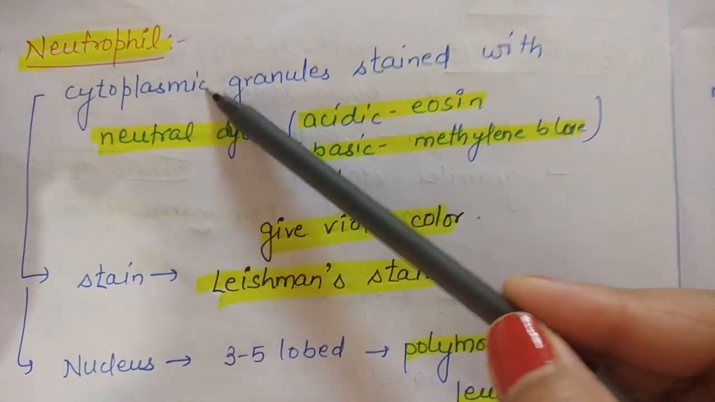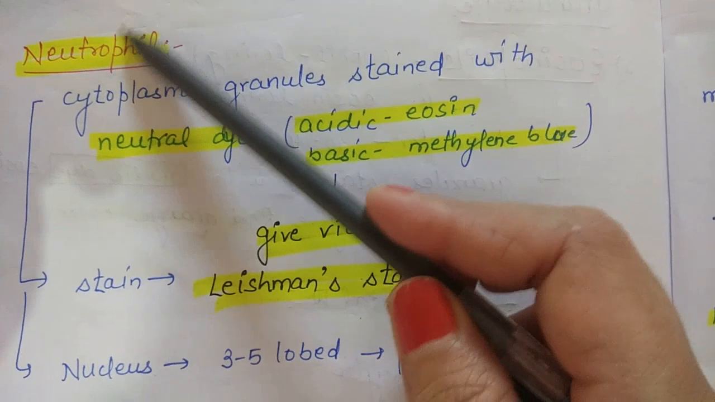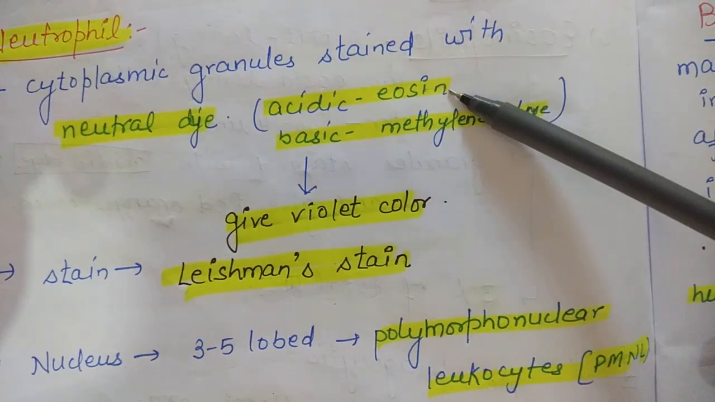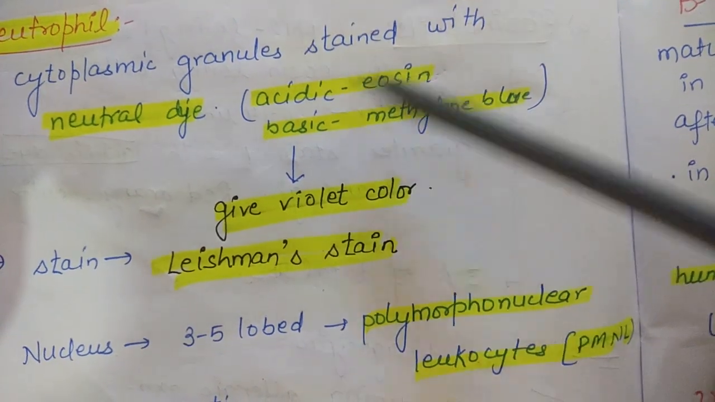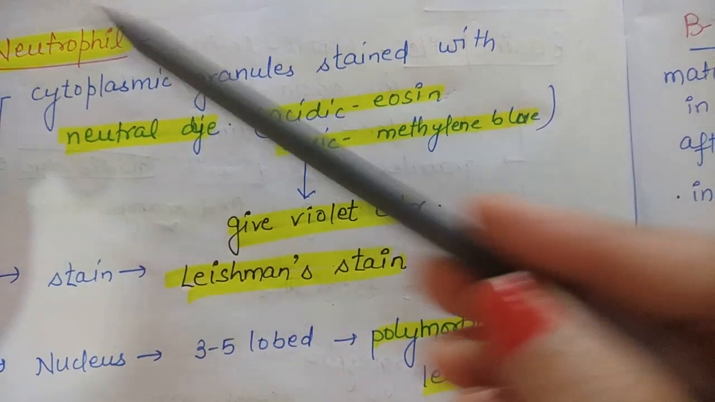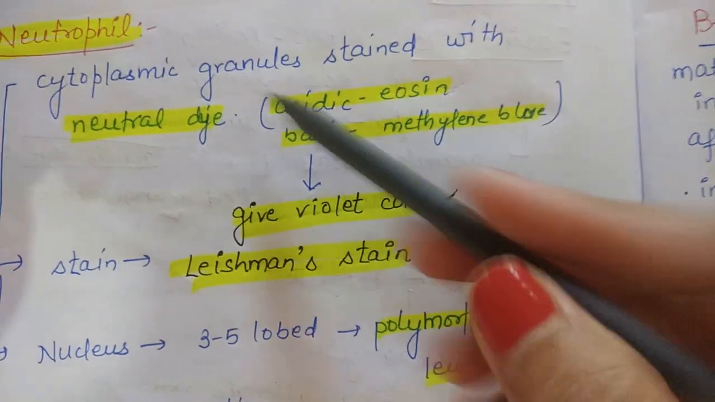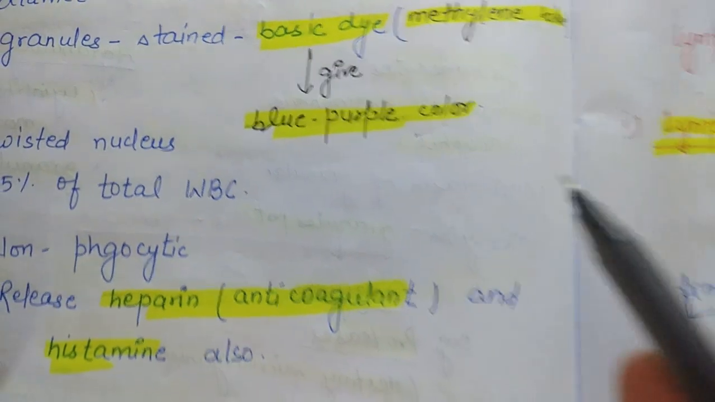Now continuing with the neutrophil. The cytoplasmic granules are stained with neutral dye: neutro means neutral, phil means loving, so they love the neutral dye. Acidic dye we have discussed: eosinophils love the acidic dye, eosin. When acid and base combine, they form a neutral solution and give a violet color. So neutrophils give violet color, basophils give blue-purple color, and eosinophils give red-orange color.